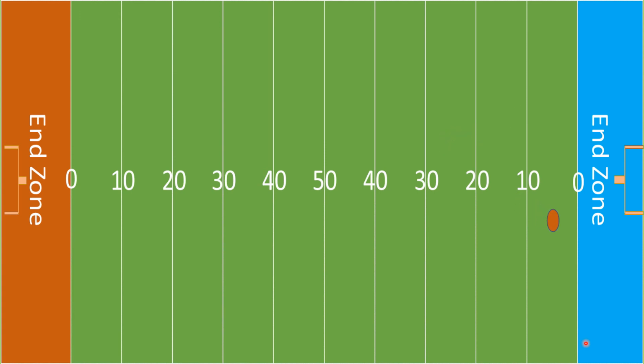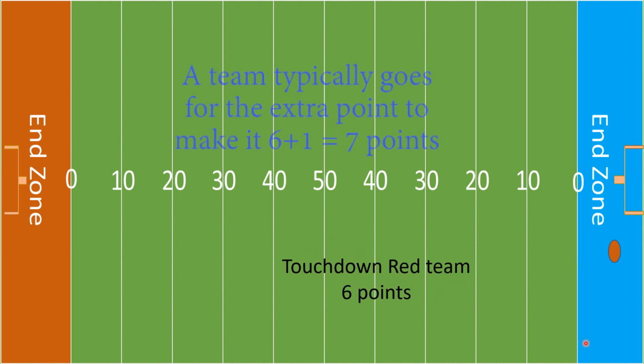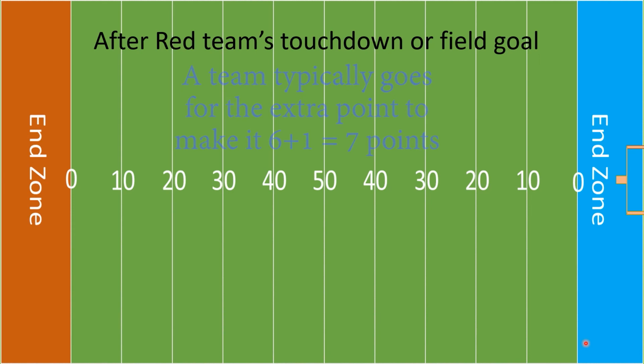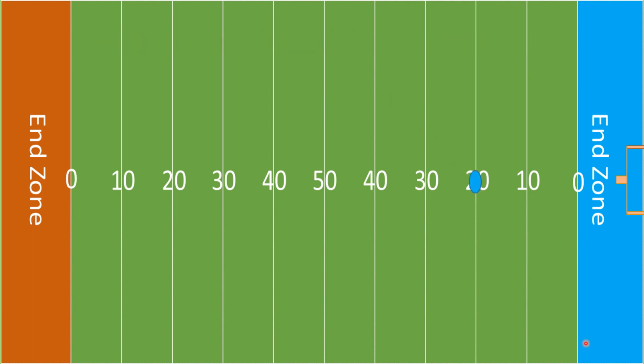Let's say, though, that the team decides to go for it on that 4th down and they end up scoring a touchdown. The team will get 6 points, and then they'll go for that 1 point or 2 point play. And after that, just like at the beginning of the game, the red team will kick the ball off from the 35-yard line, and it will be the blue team's turn to try and score.